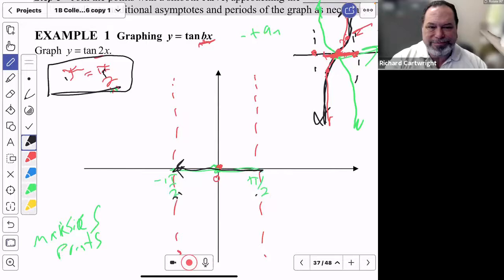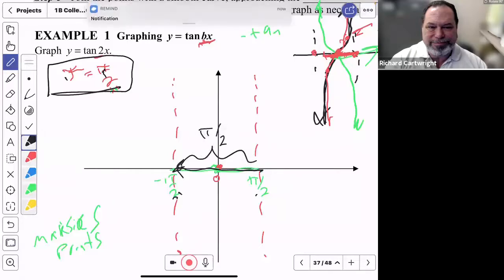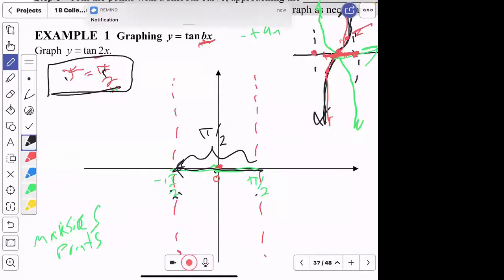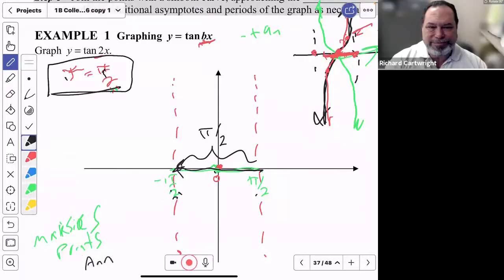Quickly, you'll get a point. Nobody wants points. If this total distance is pi over 2, what does each of these pieces have to be? Because it's pi over 4. Who said that? Anne. Anne, thank you very much. Anne gets it. Pi over 4.